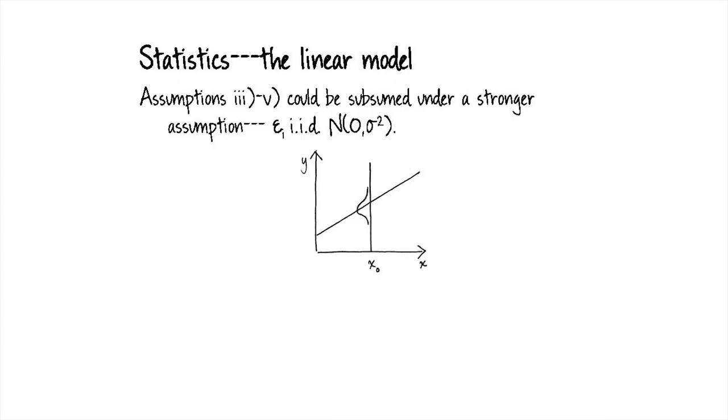As I said, assumptions 3 through 5 could be subsumed under a stronger assumption that the epsilon i are IID normal 0, sigma squared. We don't typically need this assumption. Sometimes we impose it. That just means that the error has a normal distribution that looks like that.